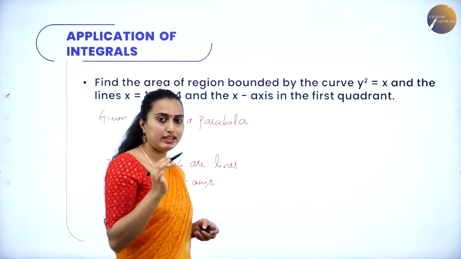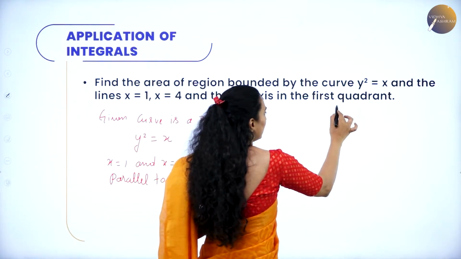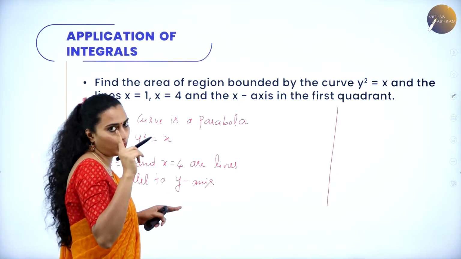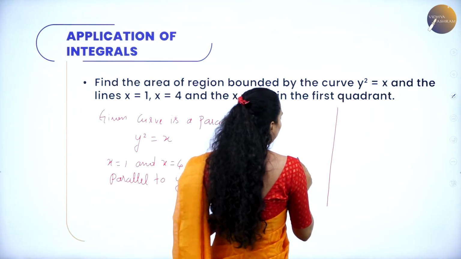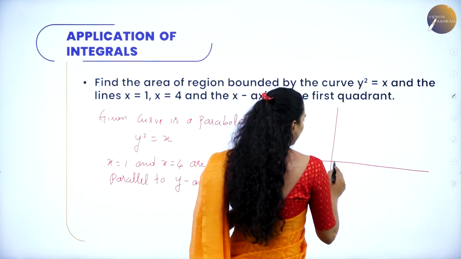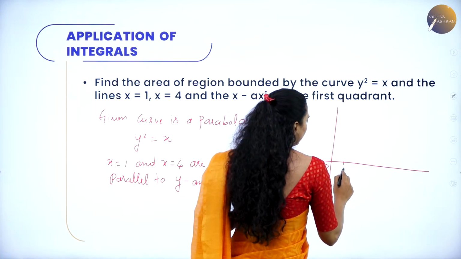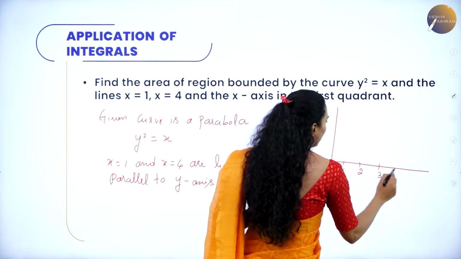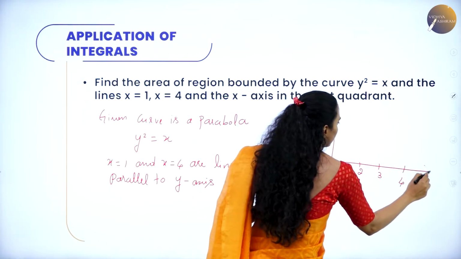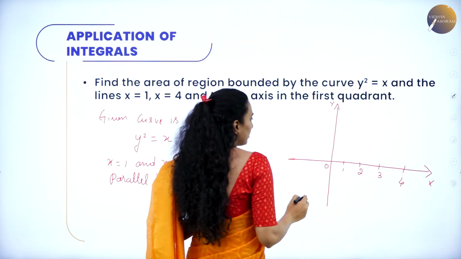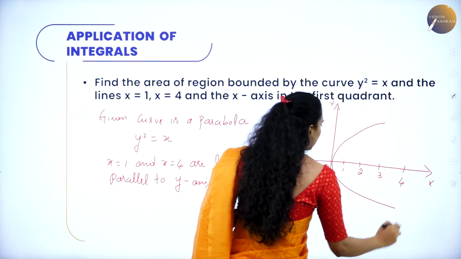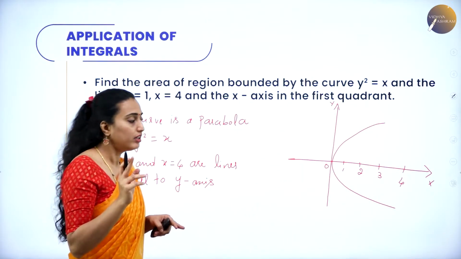Now you can draw the diagram accordingly. You already know y squared is equal to 4ax. Here 4a is nothing but 1, they have given. So the curve will look like this. This is the line, and this is 0, 1, 2, 3, 4. This is the y-axis and this is the x-axis, right? Then you can draw the parabola about the x-axis, the positive x-axis, and then they have given the line.